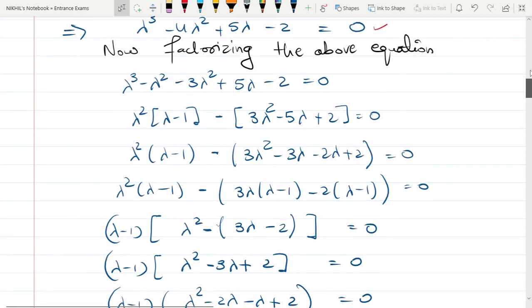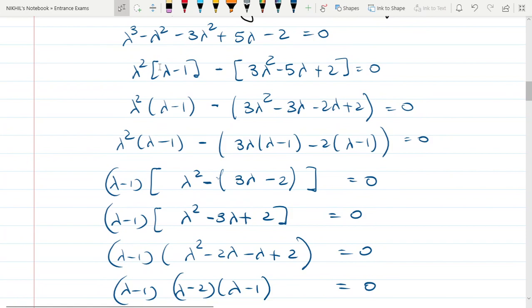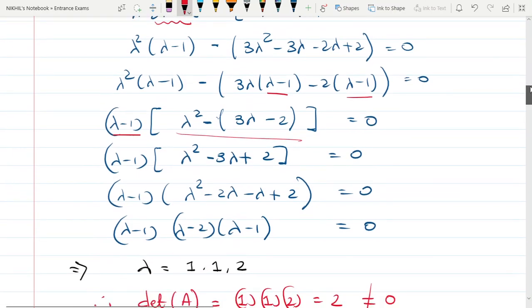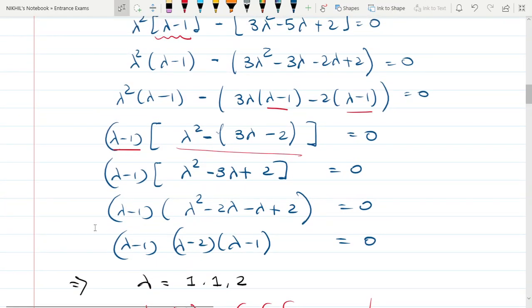So now again I am factorizing this equation. From the first term I am taking lambda minus 1. Because I have to take this factor common, I have split my square term as minus lambda square minus 3 lambda square. Now you can factorize it, it's very elementary. Lambda minus 1 will be common in these two. So if you take it out from all three, the resulting equation becomes like this. When you simplify it further, your factors are going to look like this. You will have lambda equal to 1 twice and lambda equal to 2 once.